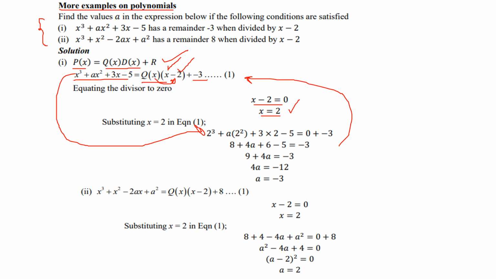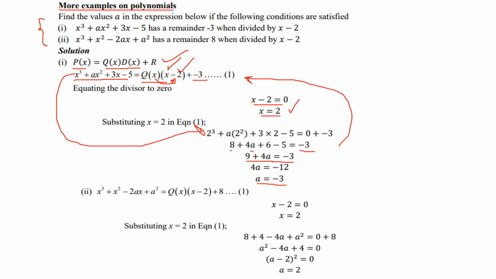And then trying to simplify, you get 8 plus 4a plus 6 minus 5 is equal to negative 3. Simplifying further, you're going to get 9 plus 4a is equal to negative 3. And then if you divide through by 4, you're going to get your a being equal to negative 3. So Roman number 2.